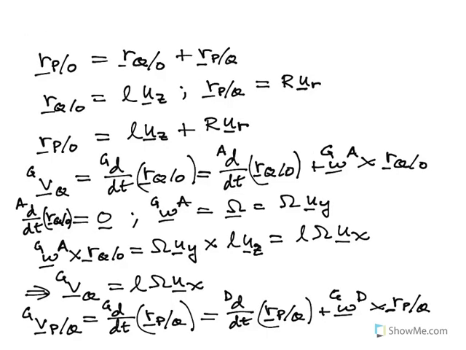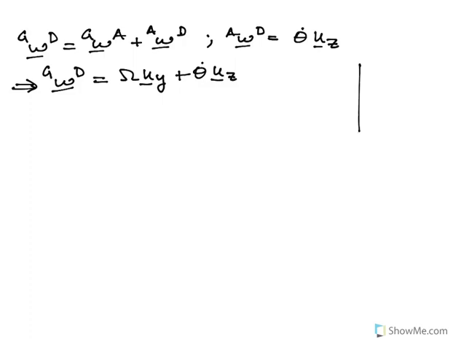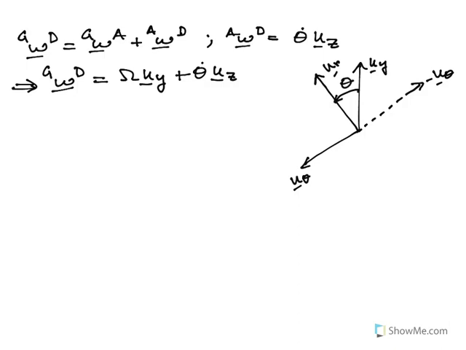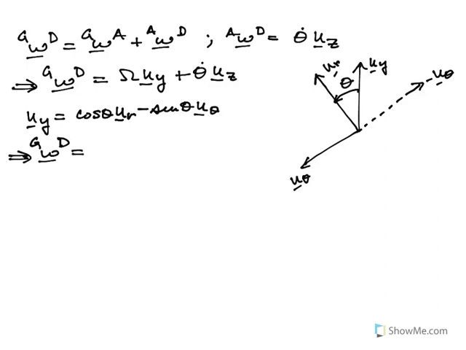this picture right here, which I'll draw again just for completeness. This direction is uy, this direction is ur, and this direction is u sub theta, which makes its opposite direction negative u sub theta, and this angle here is theta. So from this we have that uy is equal to cosine of theta times ur minus the sine of theta times u theta, which gives the angular velocity of D in G as omega cosine of theta ur minus omega sine theta u theta plus theta dot uz.